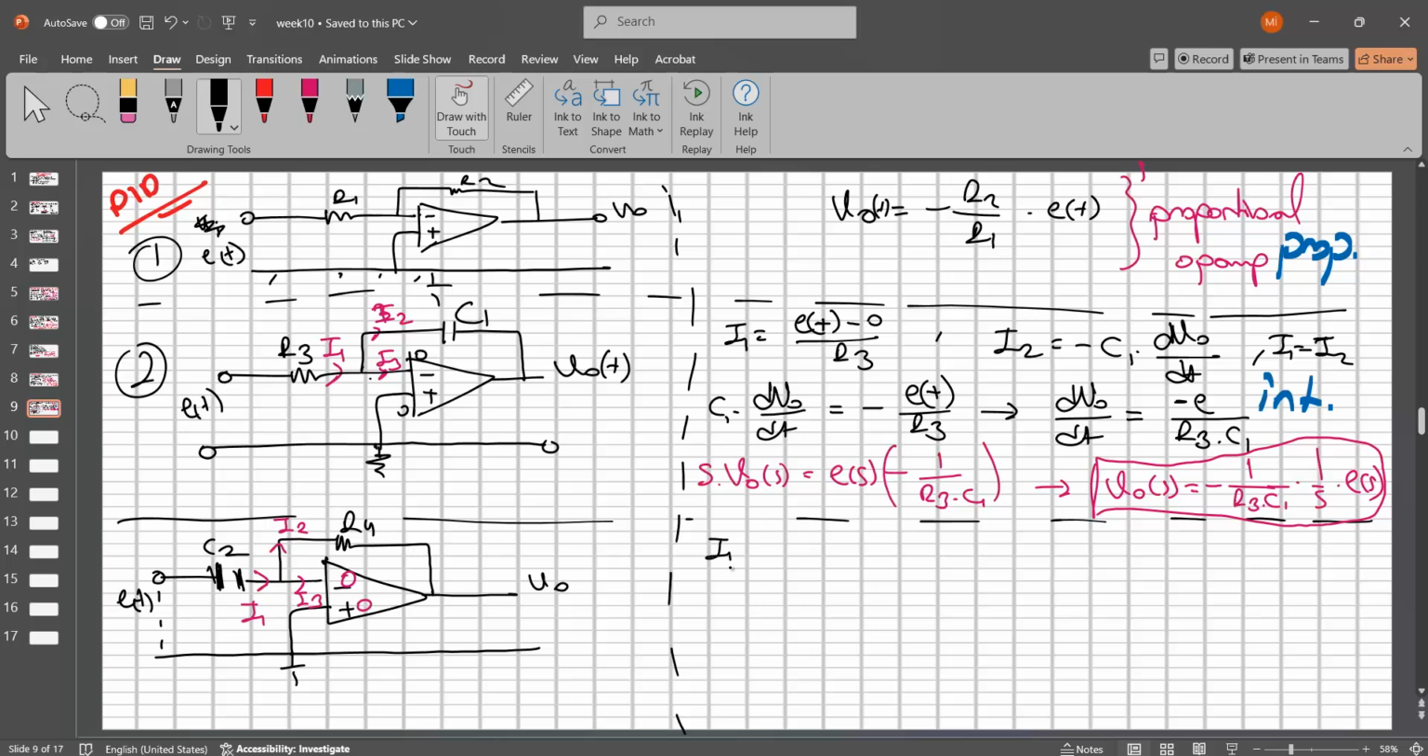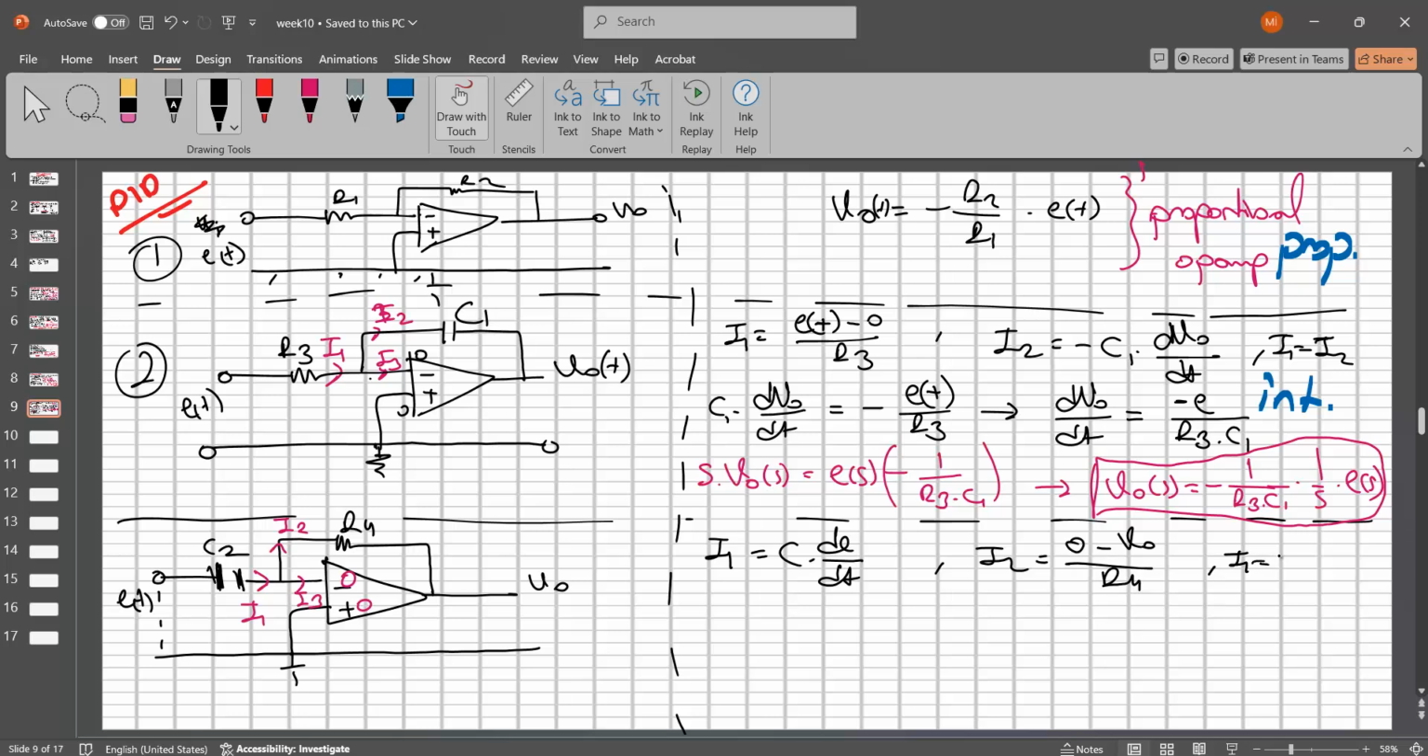And so, what is the value of I1? How can we represent this I1? C times dE dt, right? This is because E minus 0 divided by dt times C is equal to I1. What is the I2 in here? 0 minus V0 divided by R4.